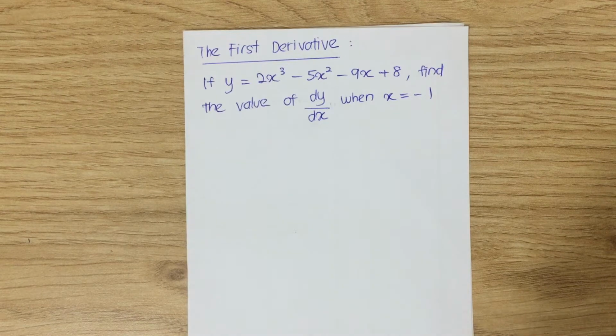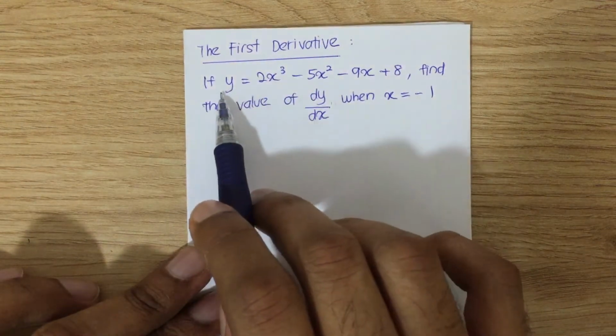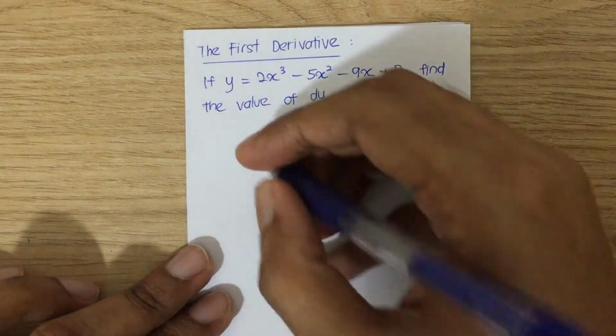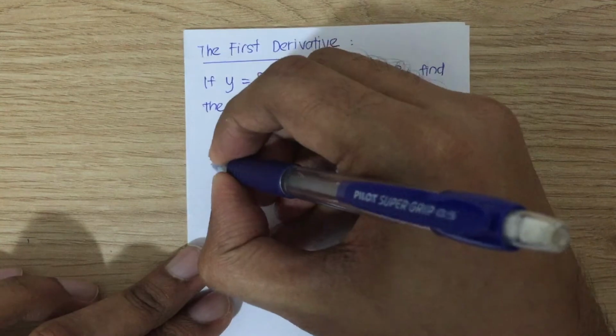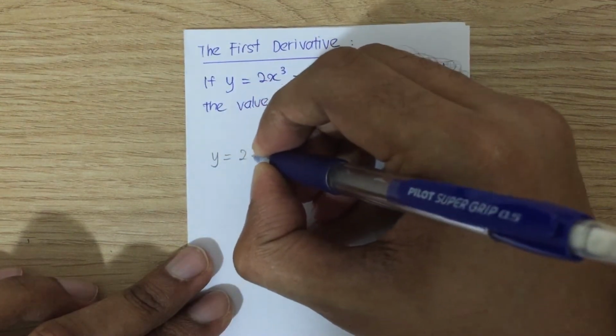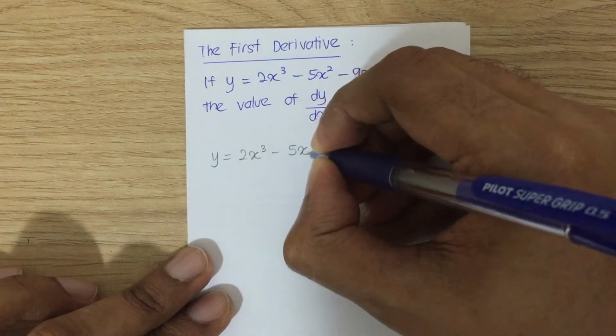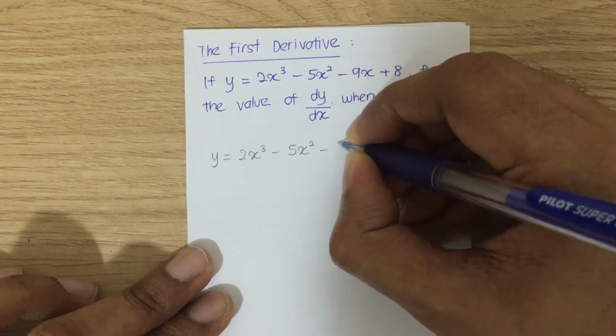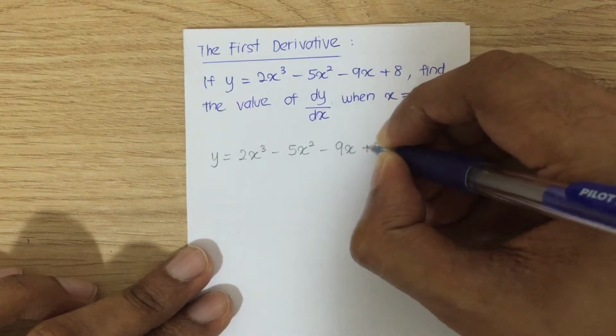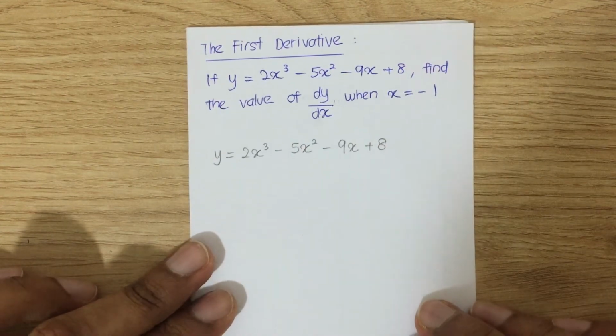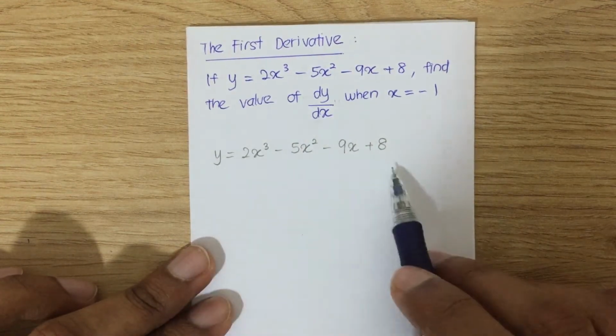Apparently this differentiation question is one of the easiest that can possibly be asked of you as a student. So let me solve this question for you now. What I'm going to do now is copy this equation under here. So y is equal to 2x cubed minus 5x squared minus 9x plus 8. This is the original y equation.